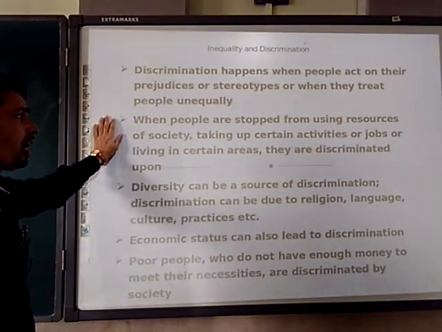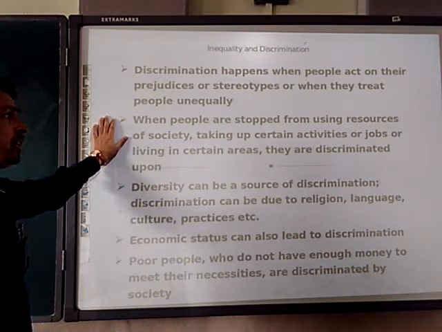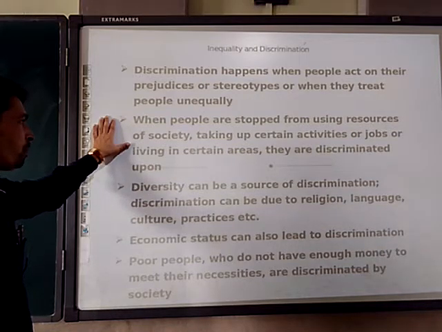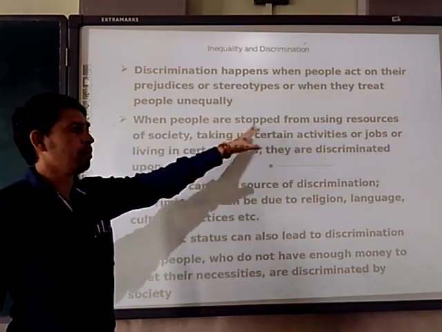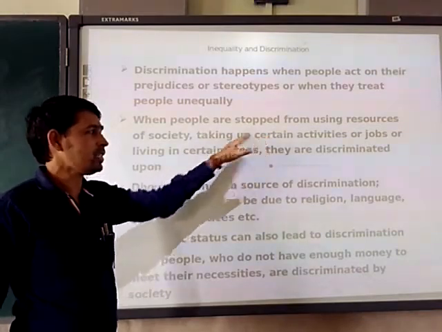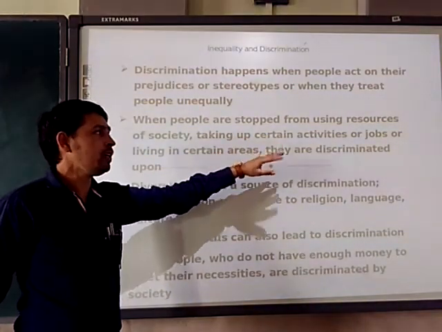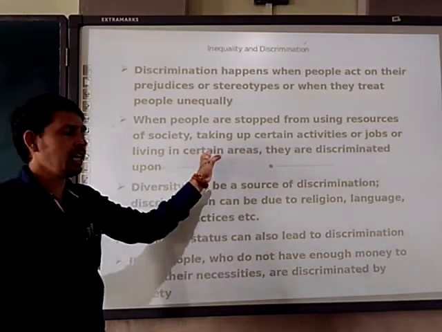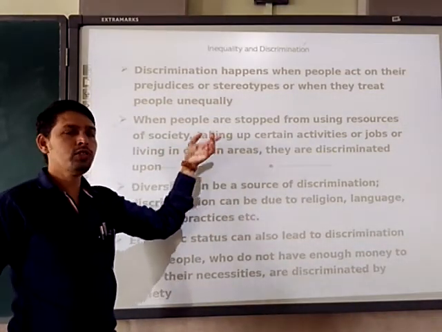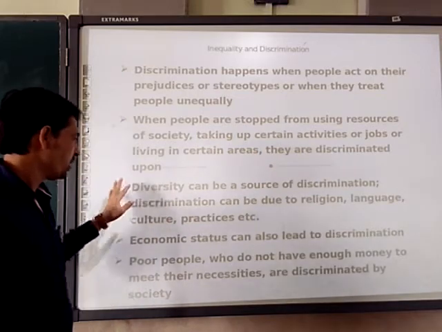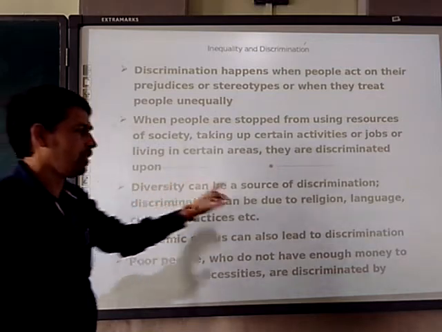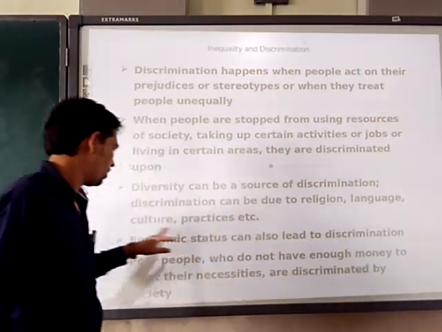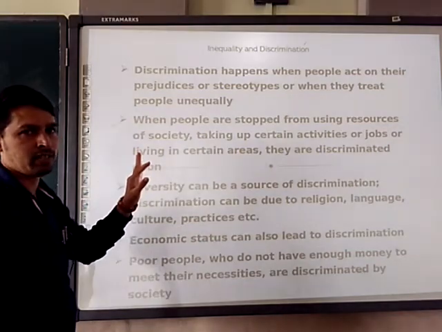Then when people are stopped from using resources of the society, taking up certain activities or jobs, or living in certain areas, they are discriminated against. So they are not allowed to use the resources, not given certain activities or jobs, and not allowed to live in a certain area. So they are discriminated against. Diversity can be a source of discrimination. Discrimination can be due to religion, language, culture, practices, etc.